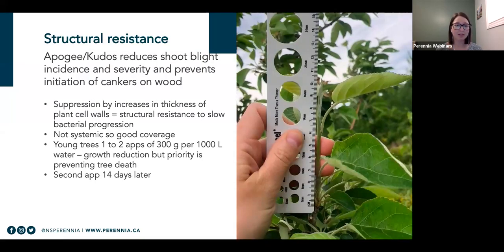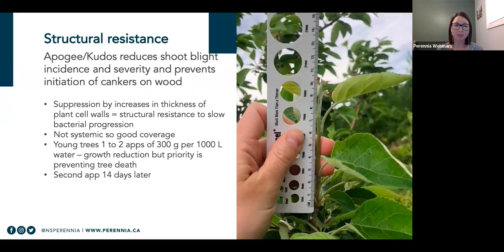Another management option is Apogee or Kudos, which have prohexadione calcium as the active ingredient. They can help to reduce shoot blight incidence and severity, which can then prevent the initiation of cankers if you're able to cut those shoots off quickly enough before that bacteria progresses further into the tree. If you're reducing the amount of cankers, then you're reducing your inoculum for bloom the following year.